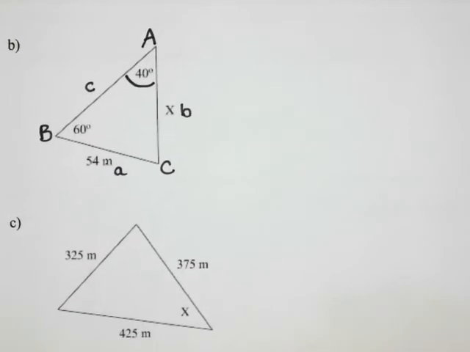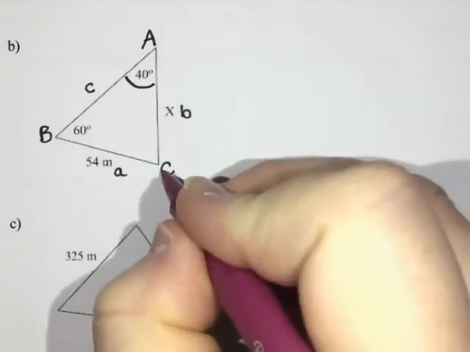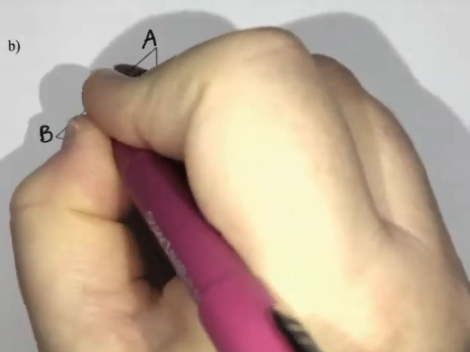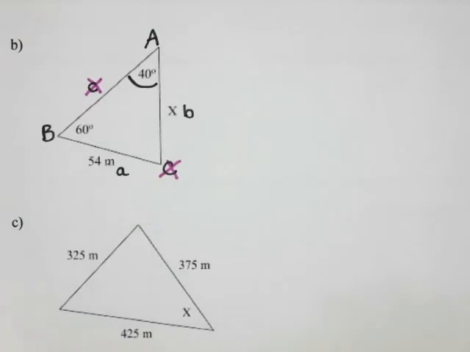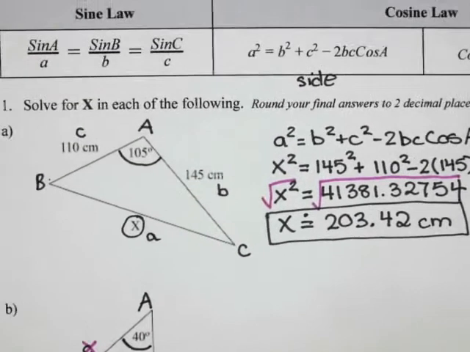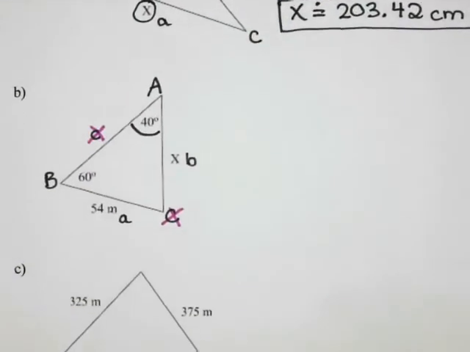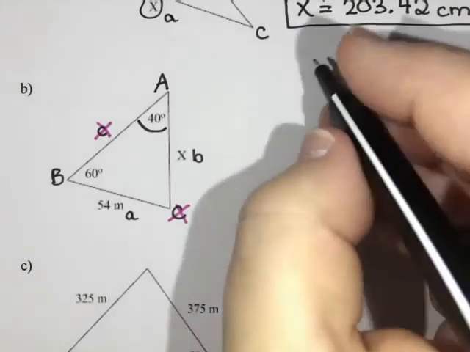Okay, when I take a look at my diagram, I have numbers for A and I have numbers for B. I do not have any numbers for C, so I think we're just going to use A and B in this question. So I'm going to write down my formula for sine law, and it is at the top as well. I have sine A over A equals sine B over B.